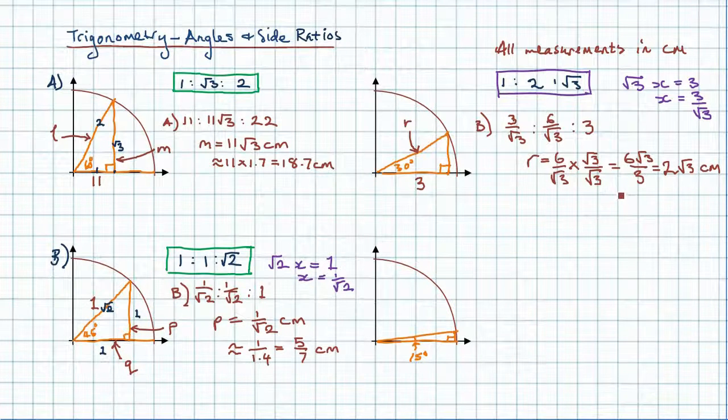If they want it in decimal form, then we just say 2 times, well, root 3 we know is approximately 1.7, and so 2 times 1.7 is going to give us 3.4 centimetres. But this is approximate. Our exact value is exactly 2 root 3 centimetres if we want to keep it in exact form.